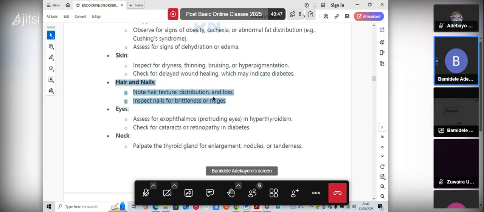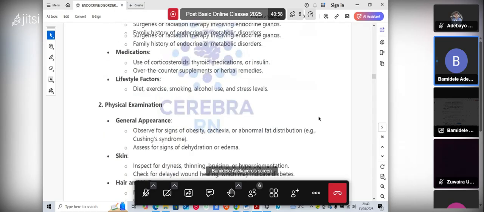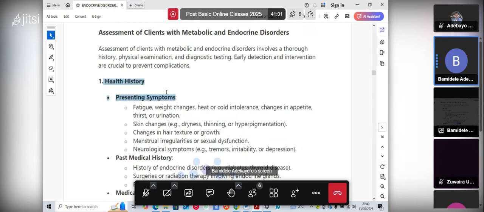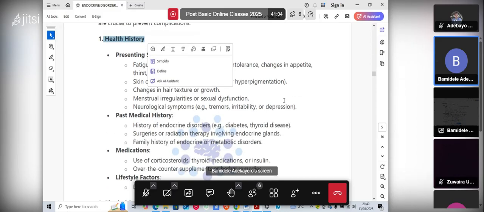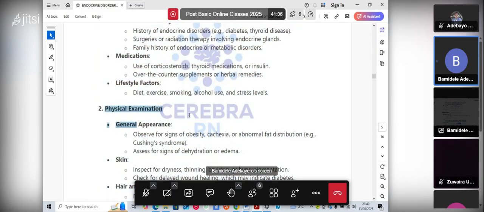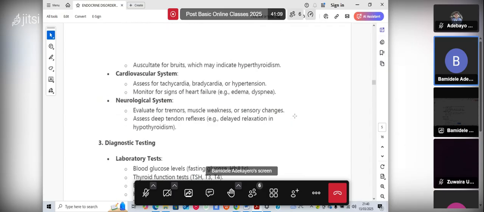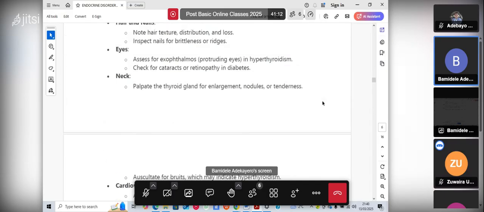The hair and nails, you need to look at them just head to toe, cephalocaudal, a complete physical assessment of the patient. Don't forget, the first one is history taking, second one, physical appearance, physical examination. Like I said, the eyes, cataract. The neck, check the thyroid gland for enlargement, nodules, or tenderness.